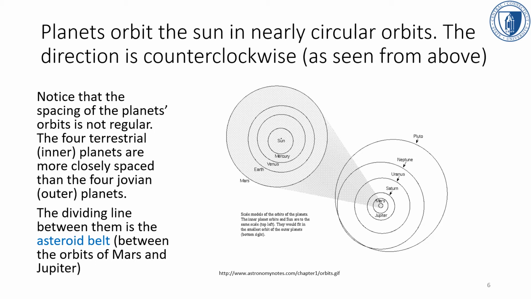But look at the large gap between the orbit of Mars and the orbit of Jupiter, then Jupiter and Saturn, and then Saturn and Uranus, and then Uranus and Neptune. And here's your first clue that Pluto just ain't quite right. Notice that the orbit of Pluto actually overlaps the orbit of Neptune. Now, the interesting thing is that there's a natural dividing line between the inner terrestrial planets and the outer Jovian planets. And that's the existence of what we call the asteroid belt between the orbits of Mars and Jupiter.